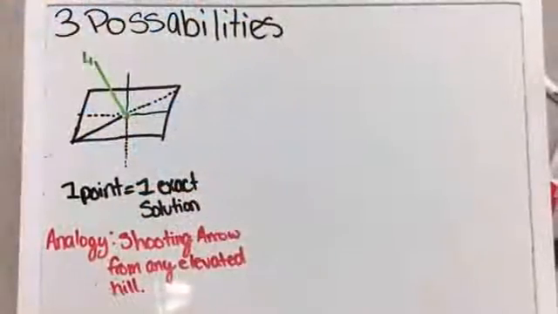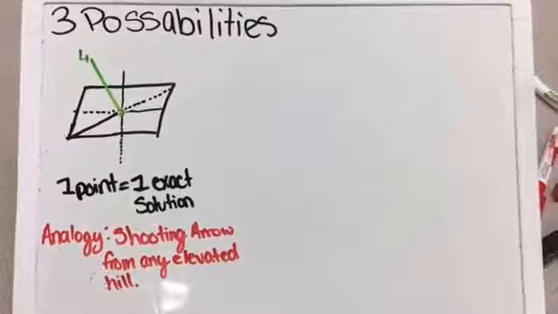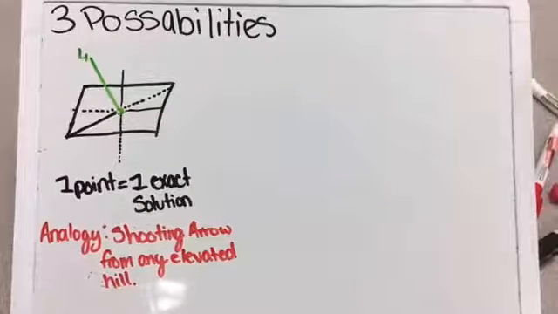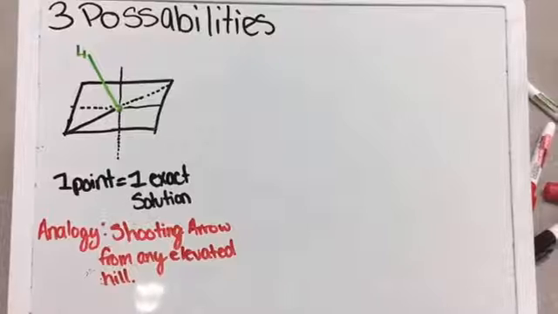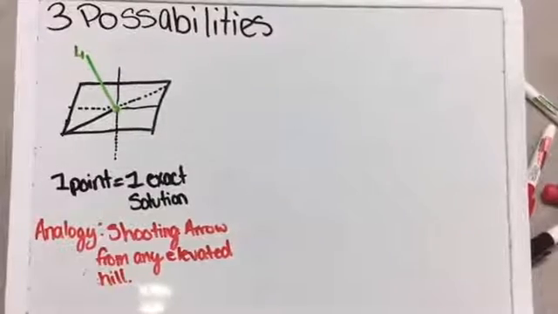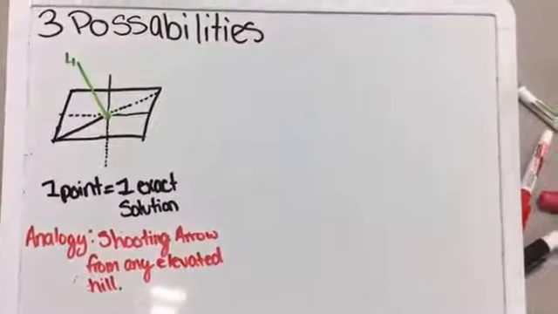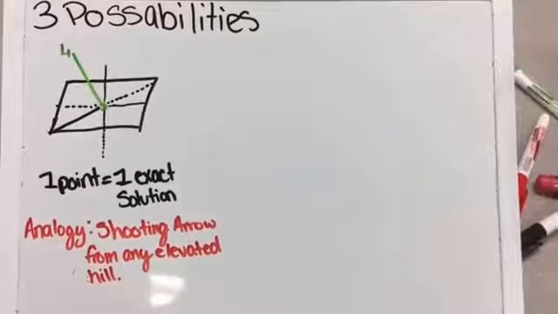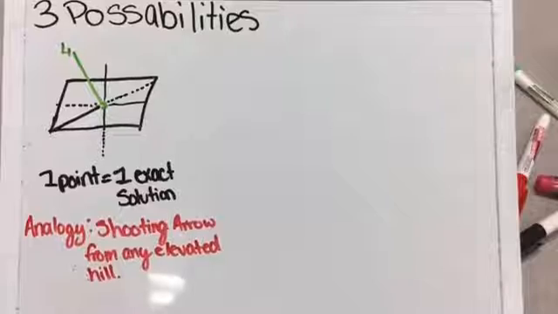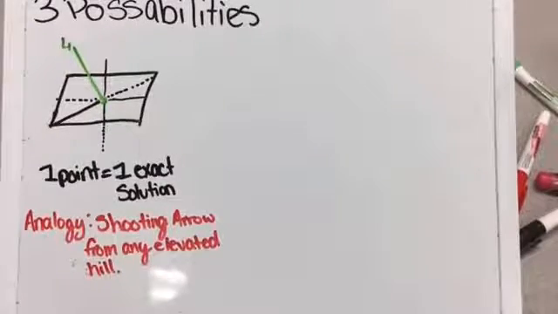When a line and a plane intersect, there are 3 possibilities. The first possibility is that if the line and the plane intersect at exactly one point, there is exactly one solution. So if you don't understand, think of this analogy. Imagine shooting an arrow from any elevated hill, at any certain angle or from any direction, as long as it is not parallel to the plane.